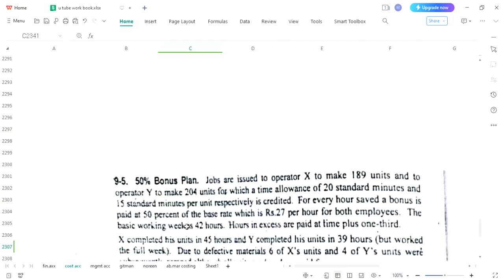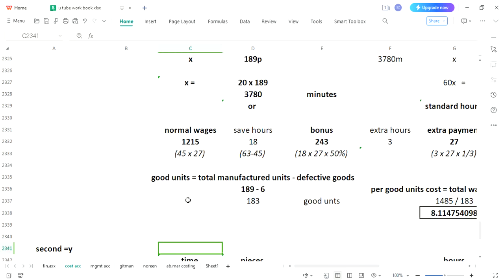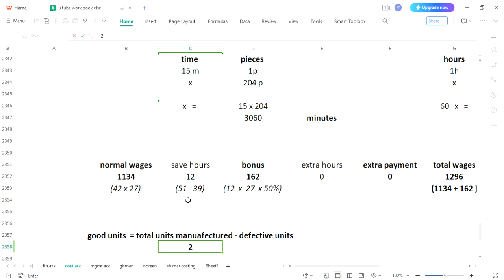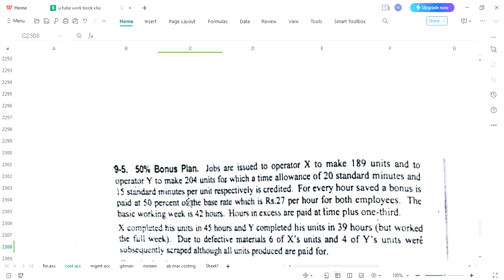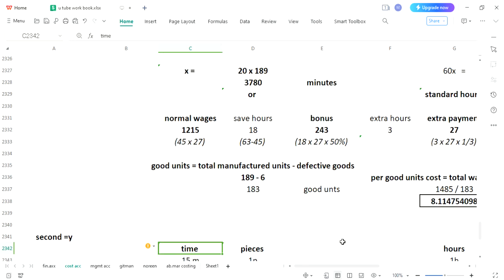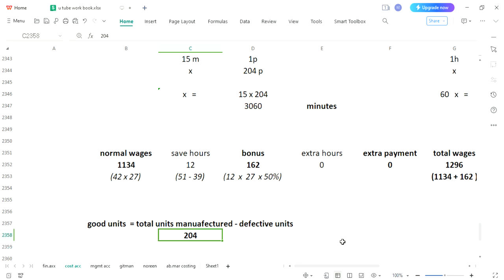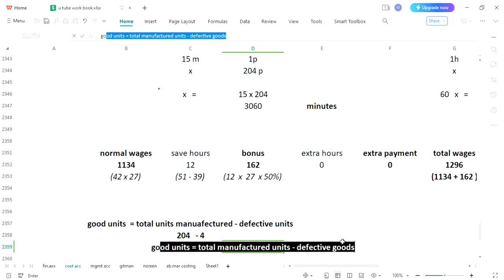Y had manufactured a total of 204 units. Out of these, it has been said Y had spoiled 4 units. So here you will be subtracting 4 units which are defective. So a total of 200 units are good units.